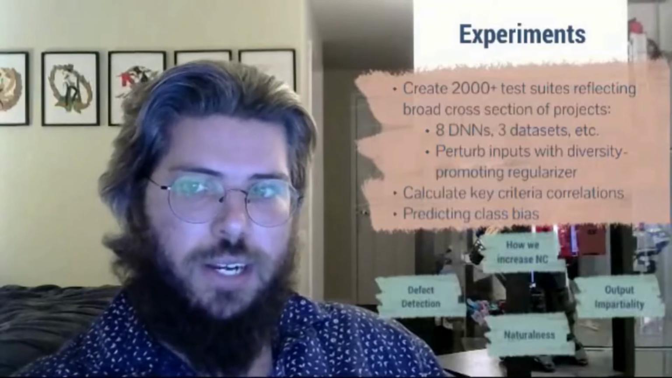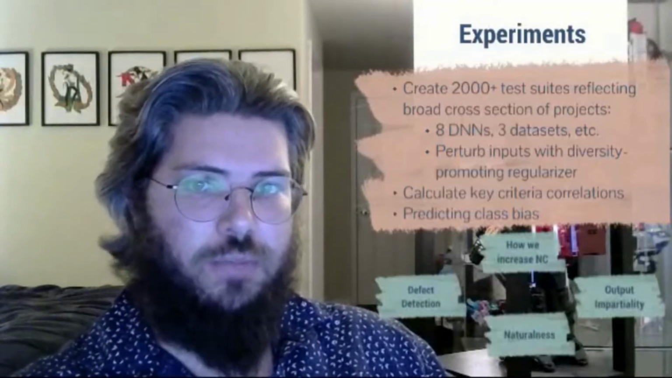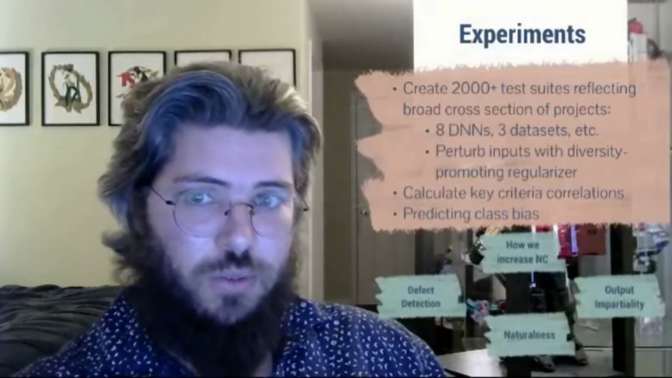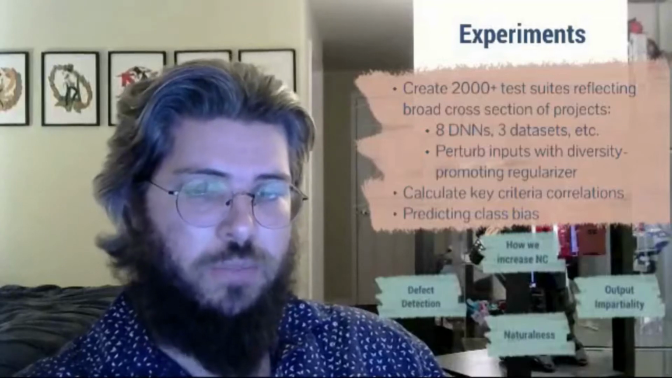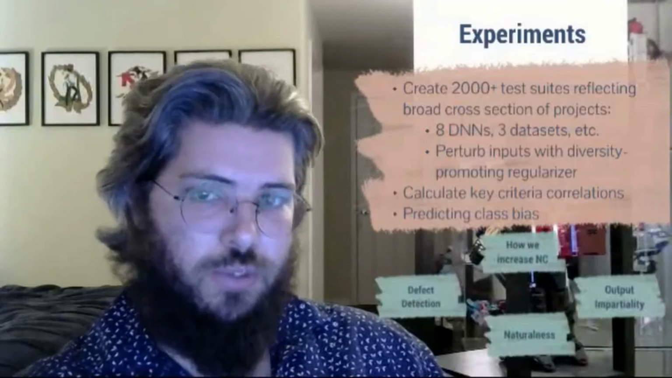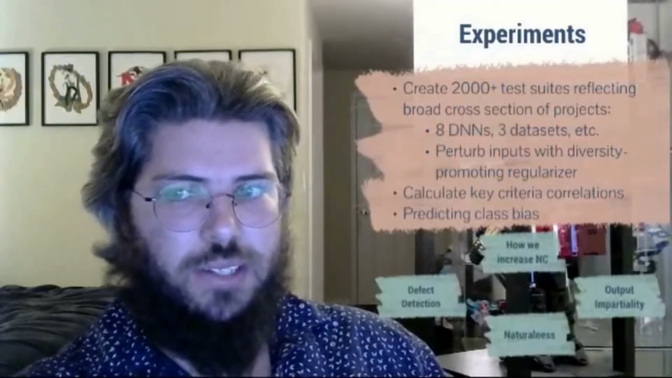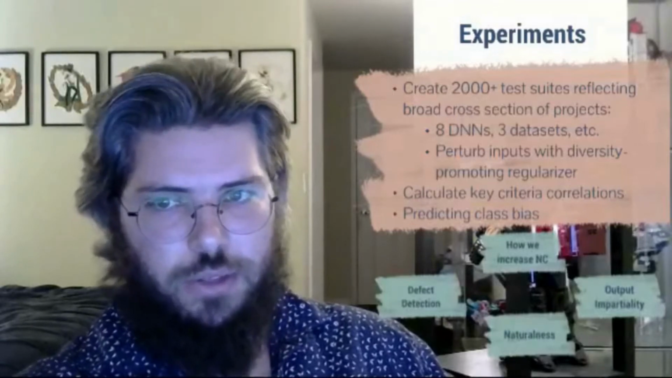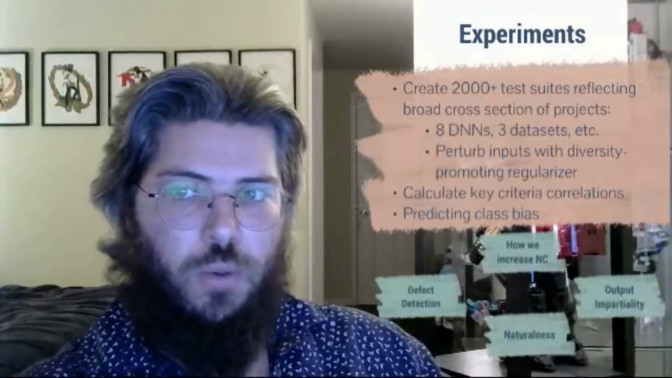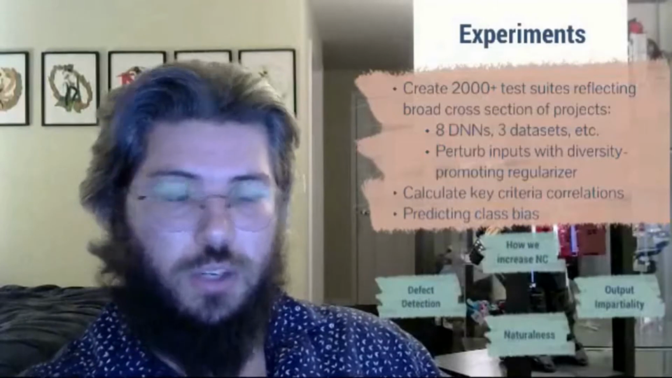Then we calculate some key criteria related to each test suite. The first being defect detection, which is the number of defects the suite is able to induce, naturalness, which is how realistic the inputs are, and finally, output impartiality, which measures whether the test transformations that we made to the suites resulted in any strong biases that favored particular test classes over others. We argue that all 3 of these are important factors to consider when designing a meaningful test metric, and we see if neuron coverage is positively and strongly correlated with them.